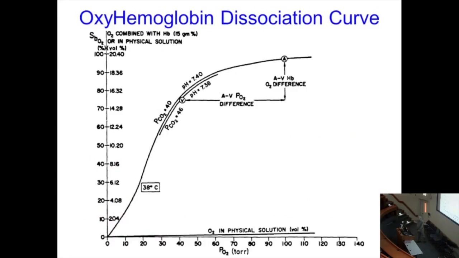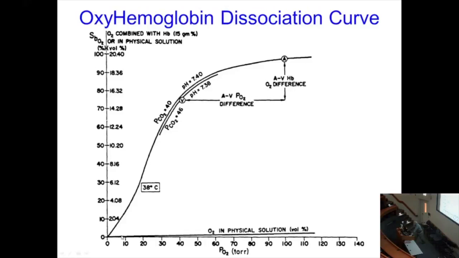Okay, so we're going to look at a whole bunch of oxyhemoglobin dissociation curves, and this is the first one. Okay, so on the x-axis we have the partial pressure of oxygen. Okay, and so the curve shows how much oxygen there is in the blood at each one of these partial pressures. Okay, so this is blood at equilibrium. Okay, and the y-axis is how much oxygen there is in the blood.